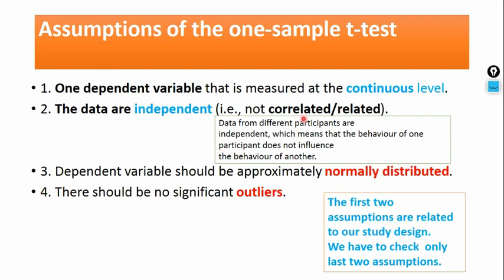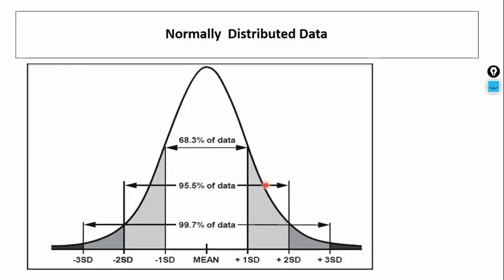The first two assumptions are related to study design. We have to take the data at the continuous level, meaning interval or ratio scale, and the data should be independent. Yes, we took care of this while recording the data. Next two assumptions: the dependent variable should be approximately normally distributed and there should be no significant outliers. I will demonstrate these two assumptions in my further slides.